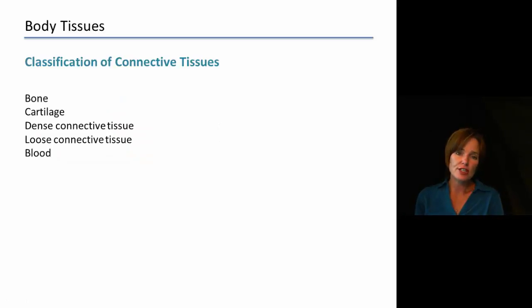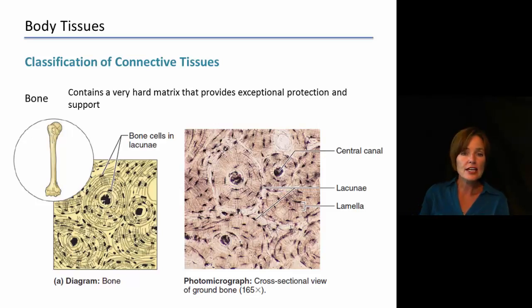We can classify the connective tissues as bone, cartilage, dense connective tissue, loose connective tissue, and then we do also include blood in the connective tissue category. If we take a look at some of these connective tissues, here we have bone, and bone, as you probably are already well aware, is a very hard substance. The reason why bone is so hard is because it contains a hard matrix that provides exceptional protection and support. Again, it's just about the consistency of the extracellular matrix that is there. So here we can see around these cells that you do have quite a bit of substance around them that's going to give them that hard matrix.